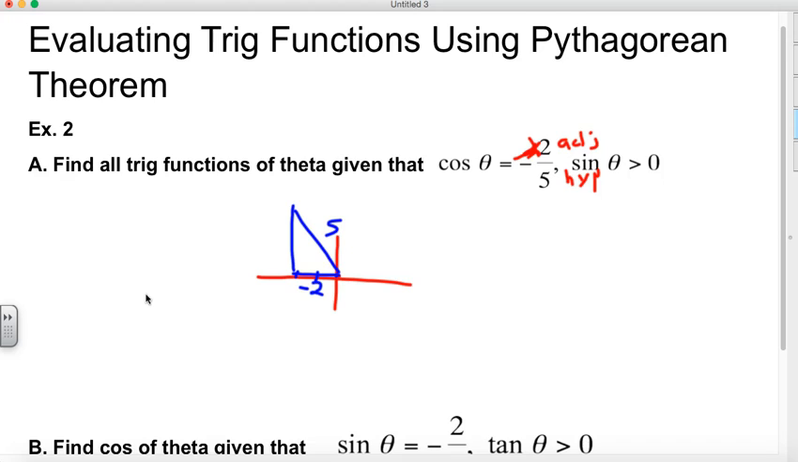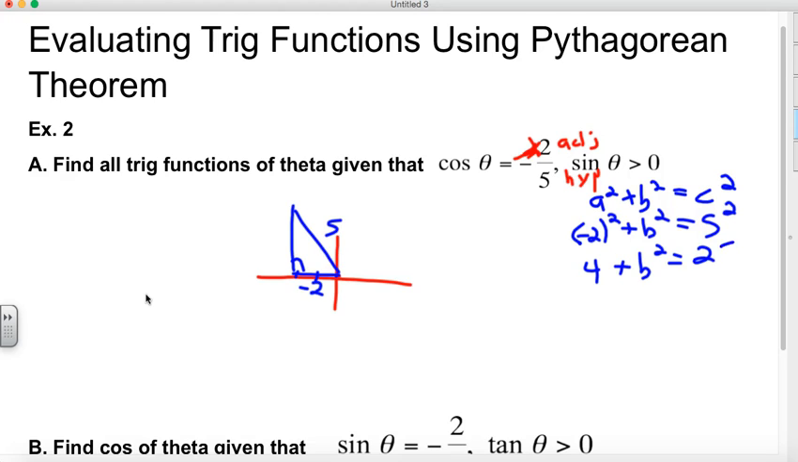And we want to figure out that third side using the Pythagorean theorem. Remember how to use it? A squared plus B squared equals C squared. C is 5, and we can make -2 either A or B, it doesn't matter. So that's 4 plus B squared equals 5 squared, 25. Then we subtract 4, so B squared is going to equal 21. So B has to be the square root of 21. The length of this side is square root of 21. That's the y coordinate, the y value on your graph.